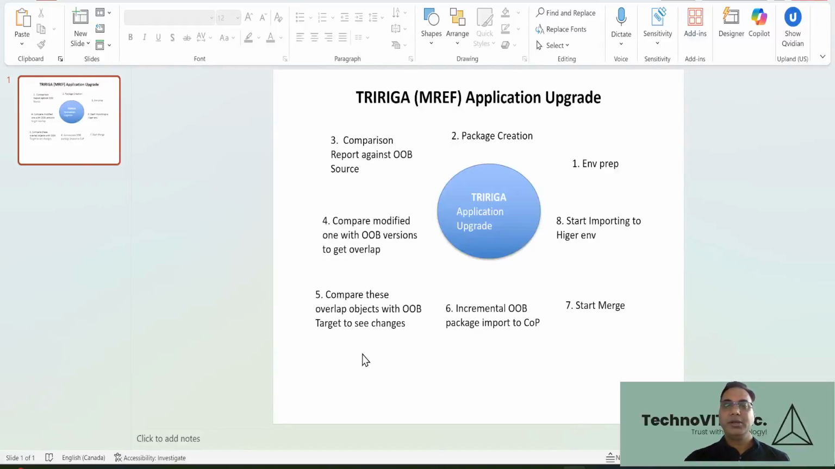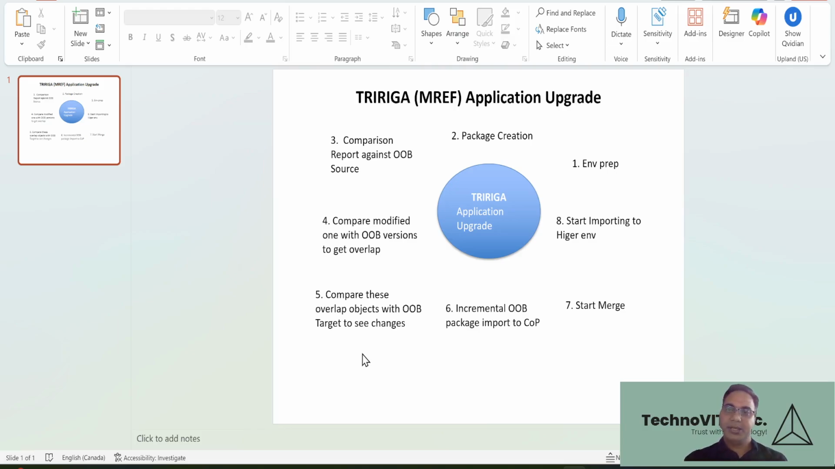Hello everyone. Today we are going to discuss the TRIRIGA/MREF, Maximo Real Estate and Facilities, application upgrade process. We will see what steps we should take during this application upgrade process.